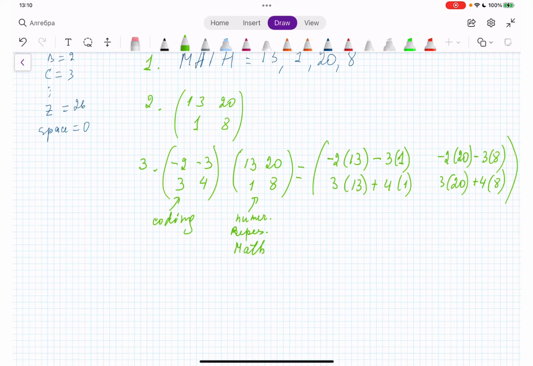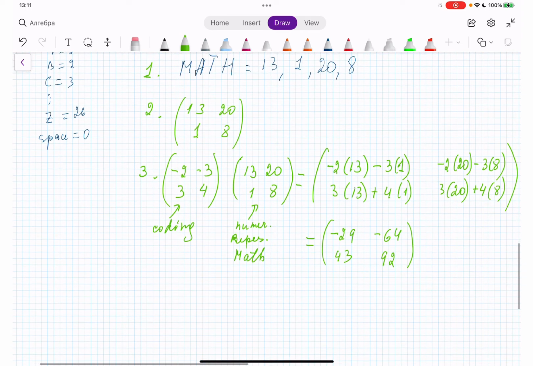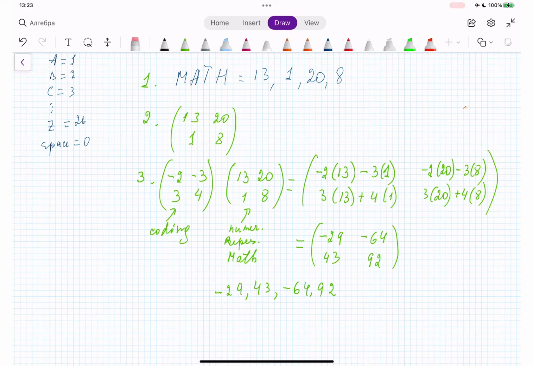And as a result, we are getting -29, -64, 43, and 92. So what does that mean? Using these numbers by column from the coded matrix, we write down the encoded message. So the encoded message for the word math is going to be -29, 43, -64, and 92. And these numbers we took from this matrix is the encoded word math. So we encrypt it.